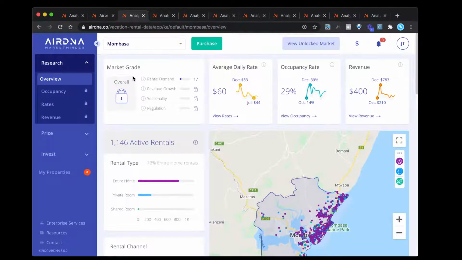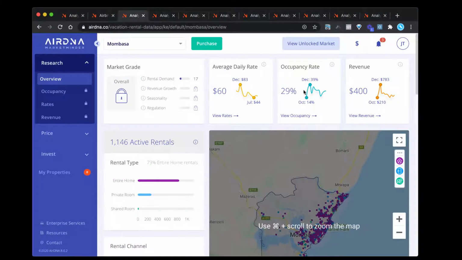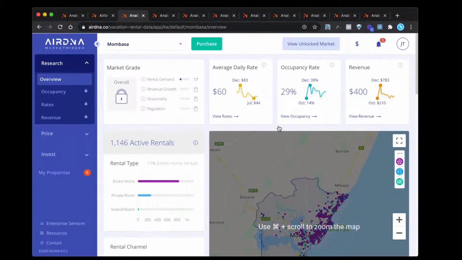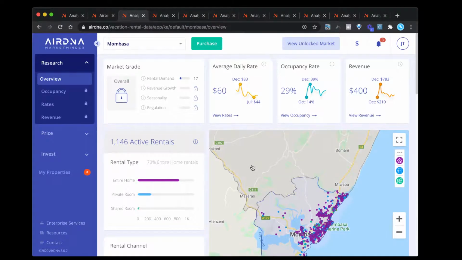Let's look at Mombasa. I find this also interesting. The average daily rate is a little higher, however, the occupancy rate is a little lower, and average revenue is similar, because the average rate is higher and the occupancy rate is lower. Again, occupancy rate, remember, is about how many days out of 30 in a month you have your property rented. 15 out of 30 days is 50%. This is definitely per month, because you can see December 39%, October 14%. So there's a rise in occupancy.